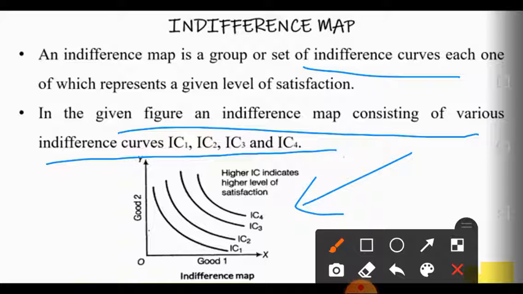The next important point here is that a higher IC indicates a higher level of satisfaction. IC1 is the lowest and it shows a low level of goods combination and lower satisfaction, and IC4 is at the higher place and gives us higher satisfaction because the combinations present there will be costly.